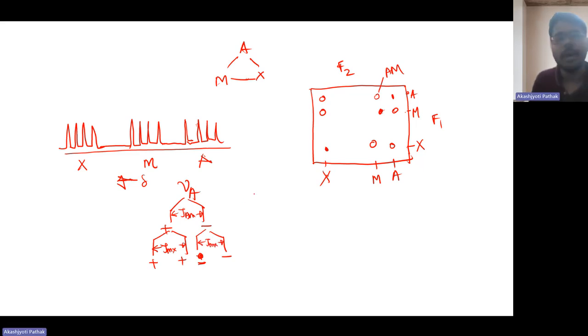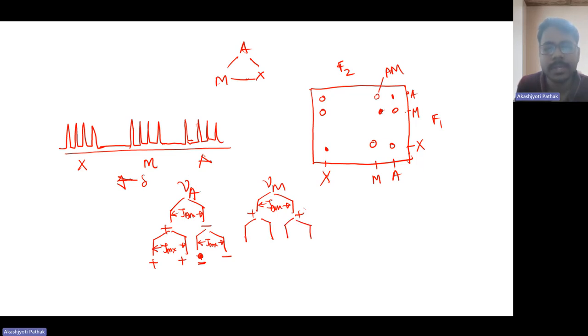Now for M, what will you get? M will first be split, because you are considering the AM cross peak, for that reason A is actively coupled to M. So the active coupling results in a plus minus pattern. So this is JAM. Then again this peak will further be split into a doublet, because M is coupled to X. So that will result in a plus plus minus minus pattern. So this is JMX.